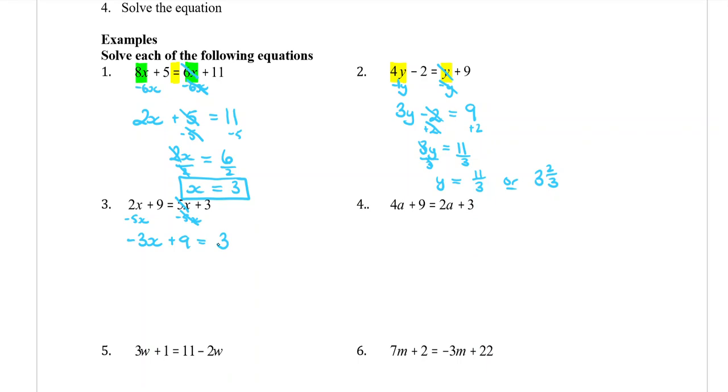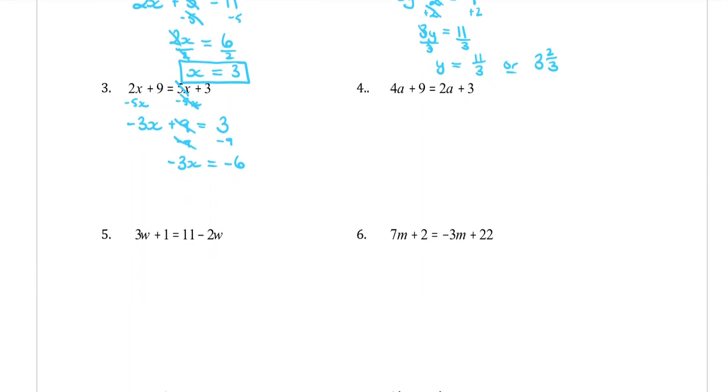Okay, two-step equation time. Here's my x, and these are my 2 steps. Which one goes first? 9. What do I do? Minus it. Good. Minus 9. Get rid of that. That leaves minus 3x equals, what's 3 take away 9? Minus 6. Good. What's my last step? Good. Dividing by a negative. And my answer is x equals 2. Well done.